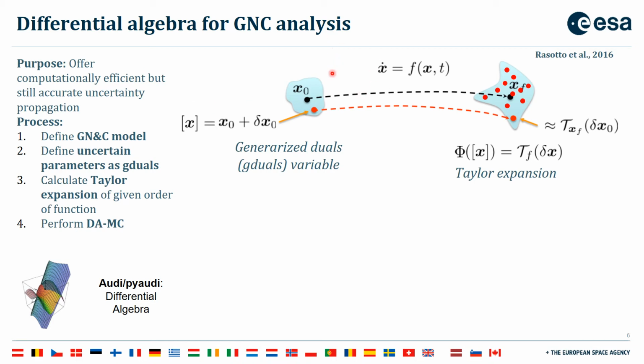So going back to the slide about differential algebra, you will remember this. The steps here are to define as your dynamic model the GN&C model of interest, in this case a GECNet, and any uncertain parameters you want to study, you can define as G-duals and then propagate them through the Taylor polynomial that you expand of the function, and then you can do, for example, DA-based Monte Carlo analysis.